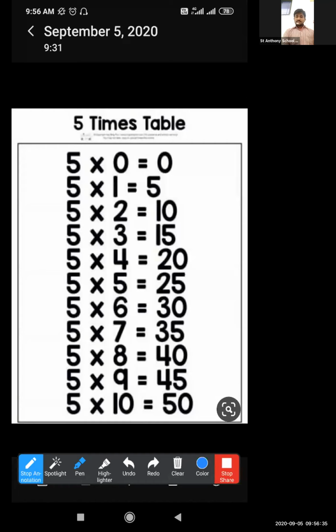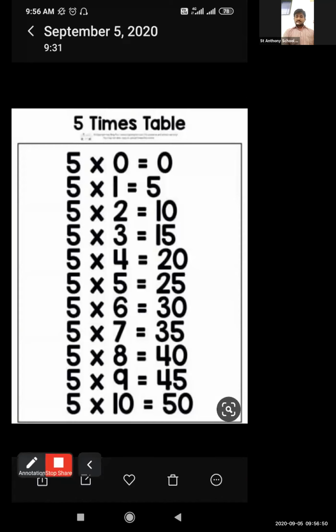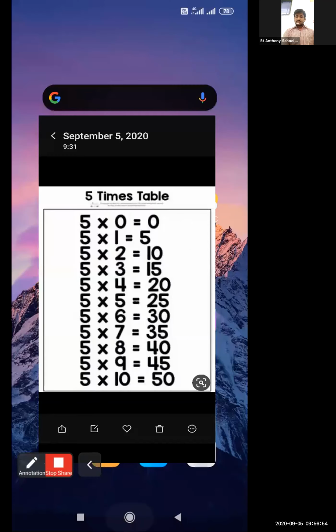So you can also make the tables on your own, right? If you add the numbers, then you can also make it. Suppose, for example, 3. If you take the table of 3, I'll be telling you.